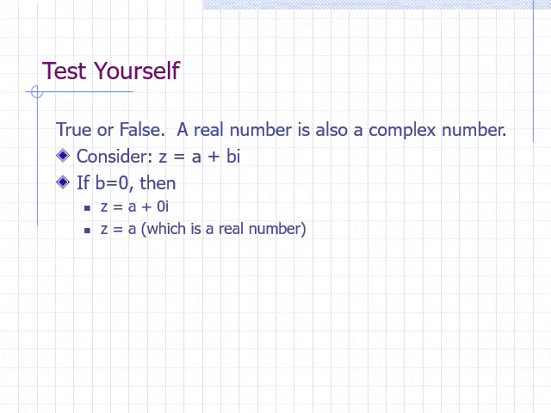In other words, a real number is a complex number whose imaginary part happens to be 0. Therefore, it is true that any real number is also a complex number.